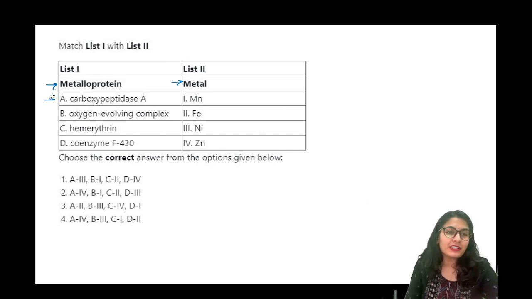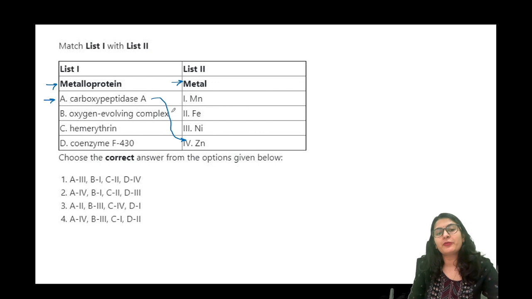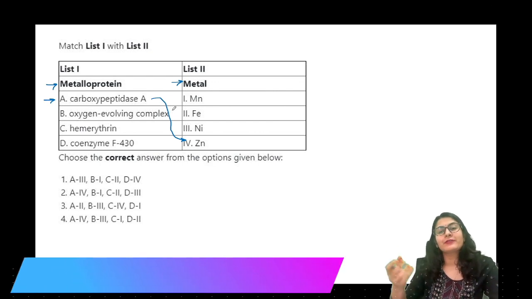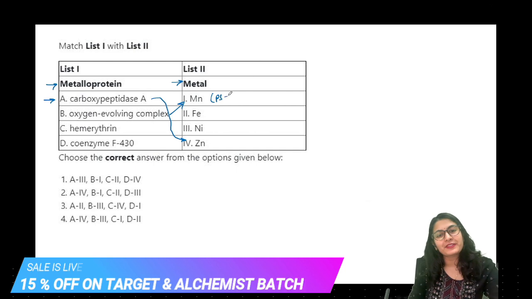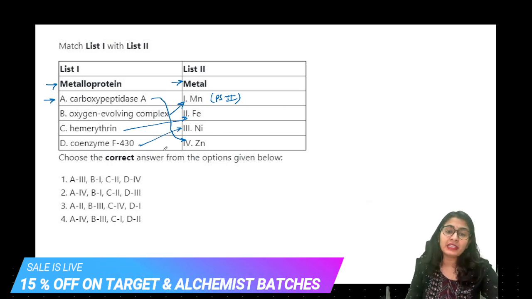Now let's move onwards. Carboxypeptidase A, तो आपको पता ही है guys, it is going to have zinc in it. Oxygen evolving complex. So oxygen carrying complex, let's see. Oxygen evolving complex. Okay. So this is about the photosystem. जो oxygen evolve कर रहा है, photosystem 2, that is going to have manganese. Okay, photosystem 2 it is. Hemerythrin will have iron. Coenzyme F430. This is going to have nickel.